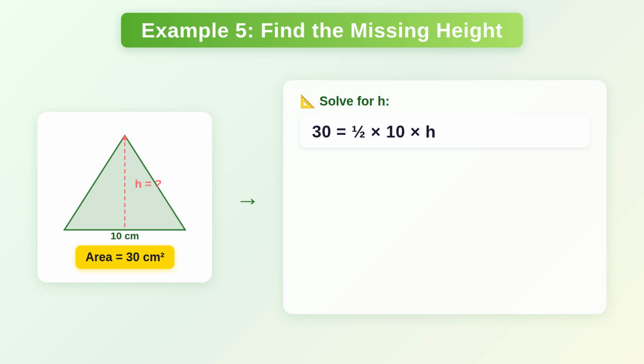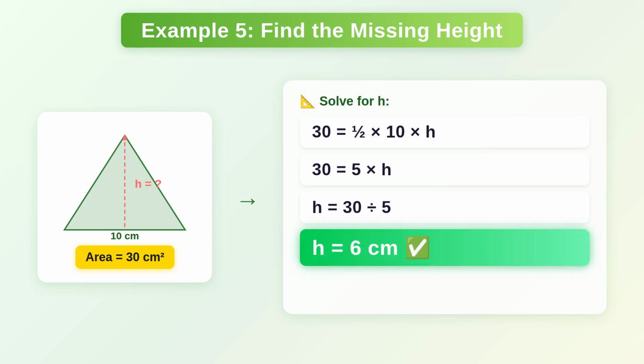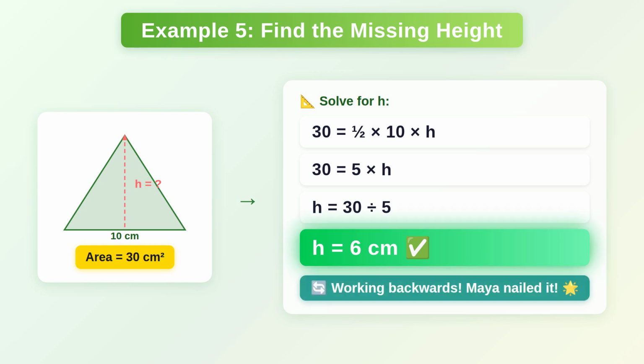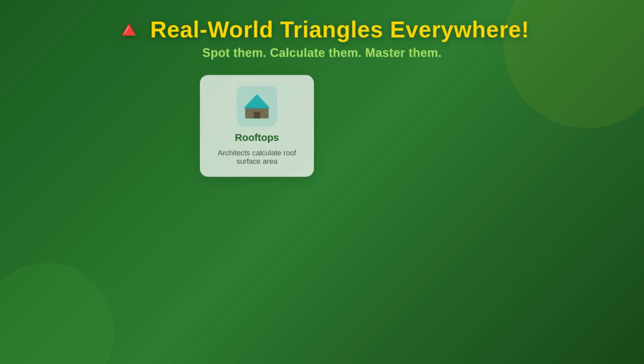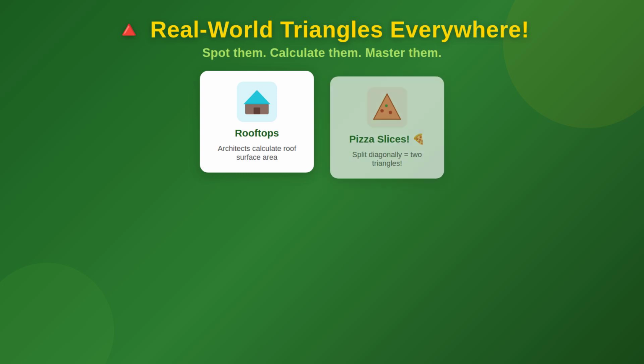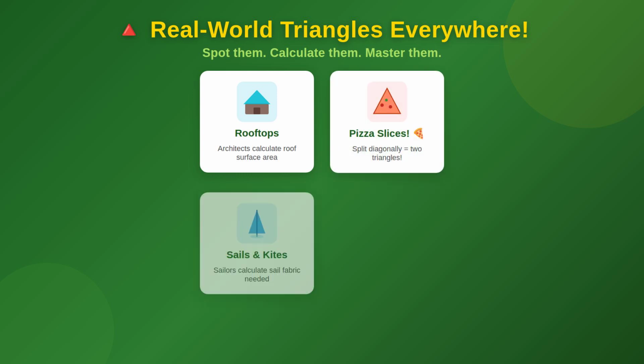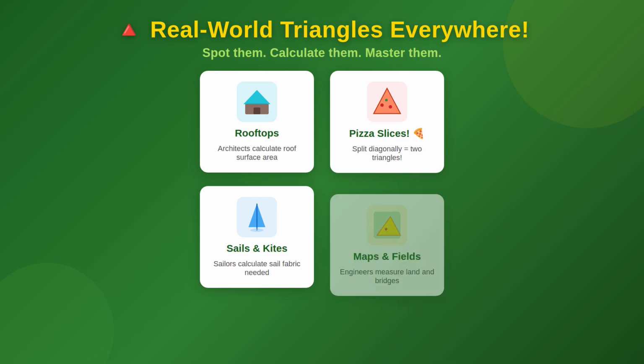Here's a challenge that Maya's worksheet throws at her: working backwards. The area of a triangle is 30 square centimeters, and the base is 10 centimeters. What's the height? We write 30 equals 1/2 times 10 times h. 1/2 times 10 is 5, so we have 30 equals 5 times h. Divide both sides by 5, h equals 6. The height is 6 centimeters. Working backwards uses the same formula, just with a little algebra twist. Maya nailed this one.